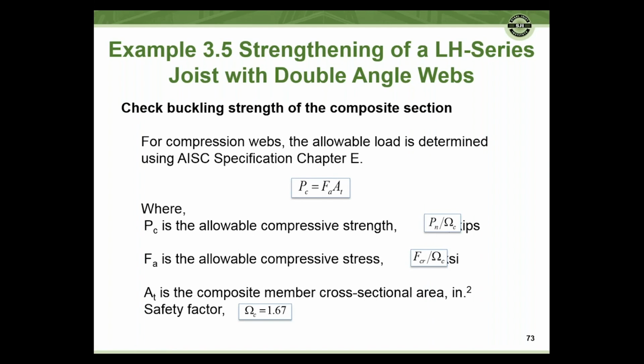So for the compression web, the allowable load is determined from AISC Chapter E. The allowable compressive force is P sub n over omega c. F sub cr is that critical stress, divided by our omega c. So our safety factor, omega c for compression, is 1.67. I have a sketch here looking at the composite member cross section, and our safety factor is 1.67.